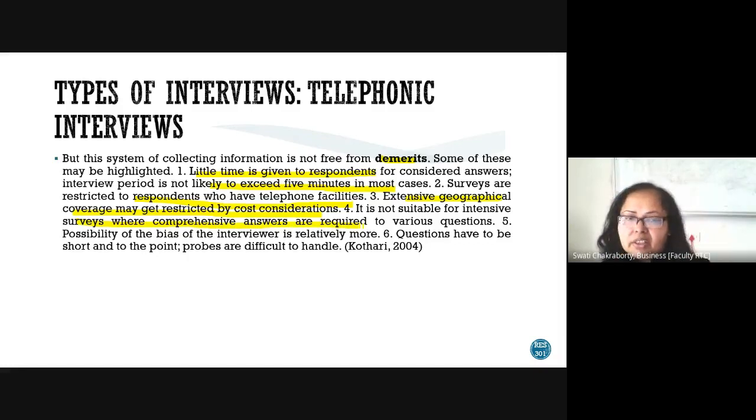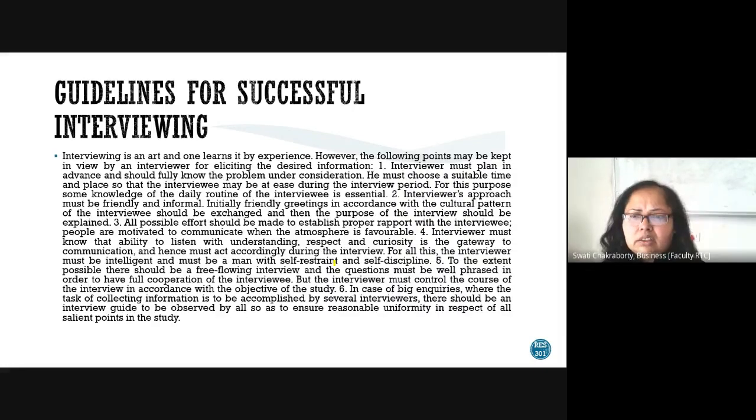Over the phone, it's very difficult. The possibility of bias of the interviewer is a high chance, and questions have to be short and to the point. Probing more into those areas is difficult, right? So some of the guidelines for a successful interview, right?